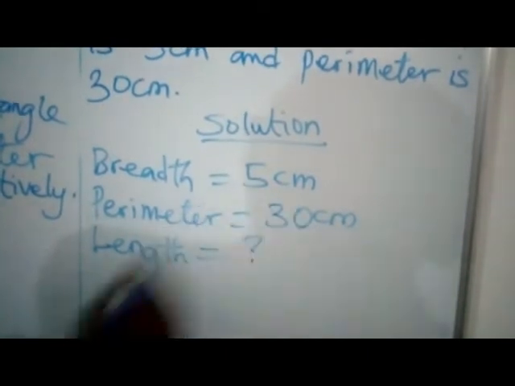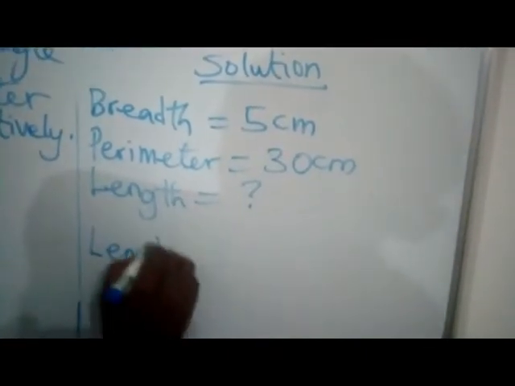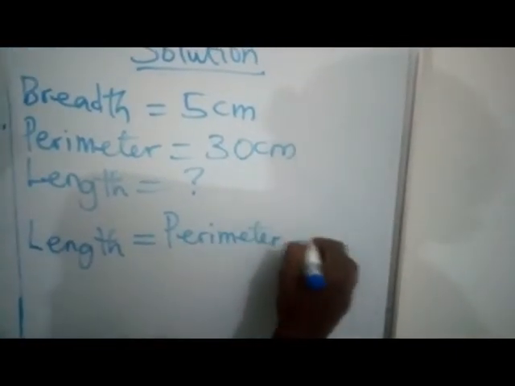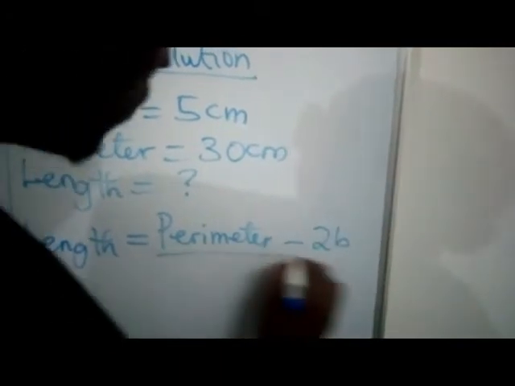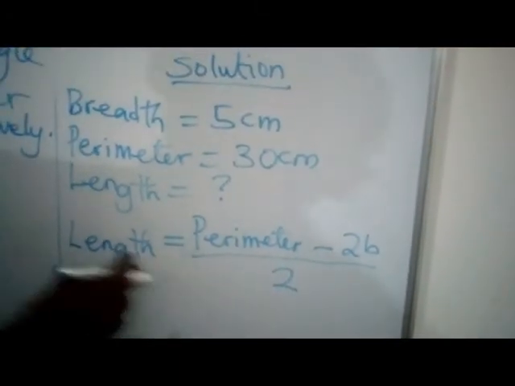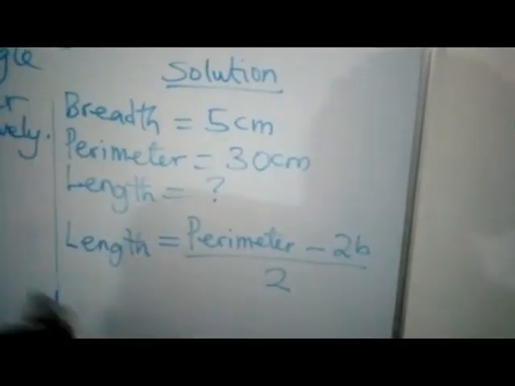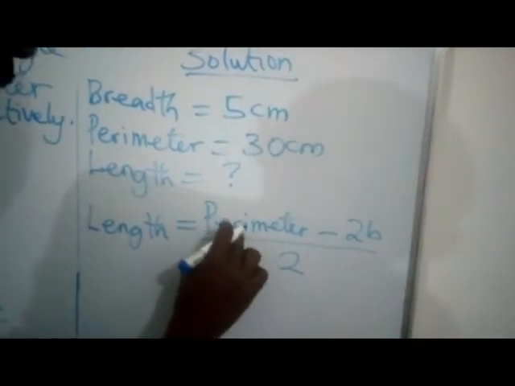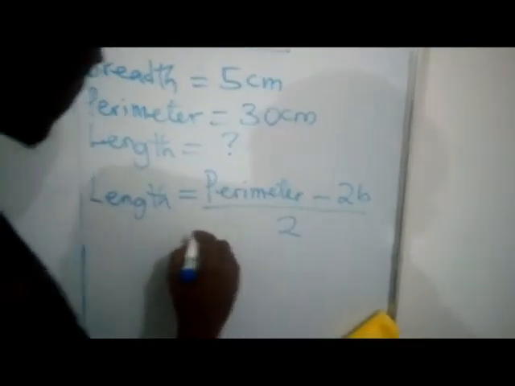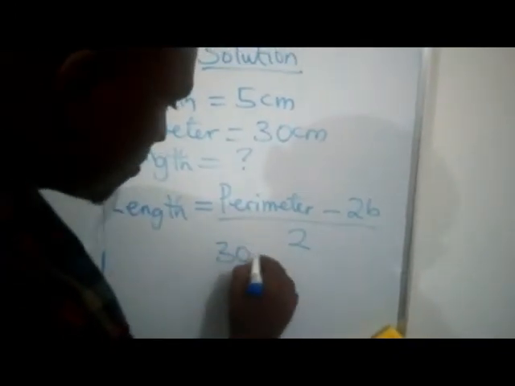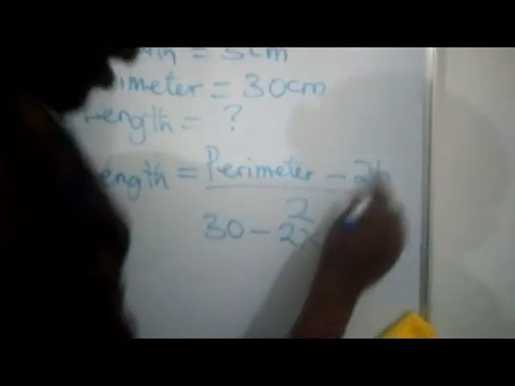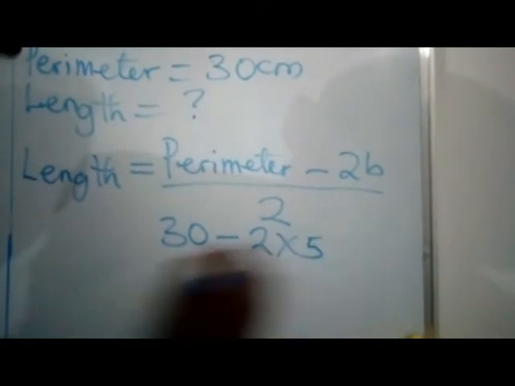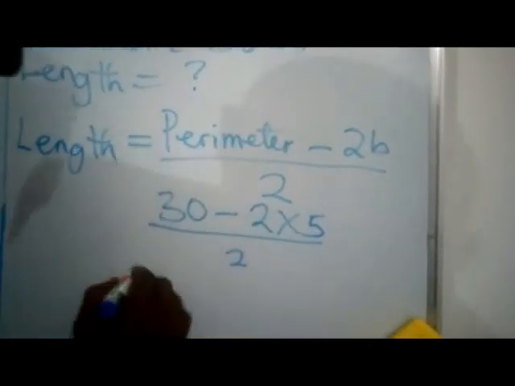Now, our formula is equal to what? Length is equal to perimeter minus 2b over 2. I told you when you are finding length, just use minus 2b divided through by 2. And when you are finding breadth, minus 2l divided through by what? 2. Now, the value of the perimeter of that rectangle is what? The value is 30 minus 2 times, I told you the bond between these is what? Multiplication. 2 times what? The value of our breadth, that's what? 5. Divided through by what? 2.